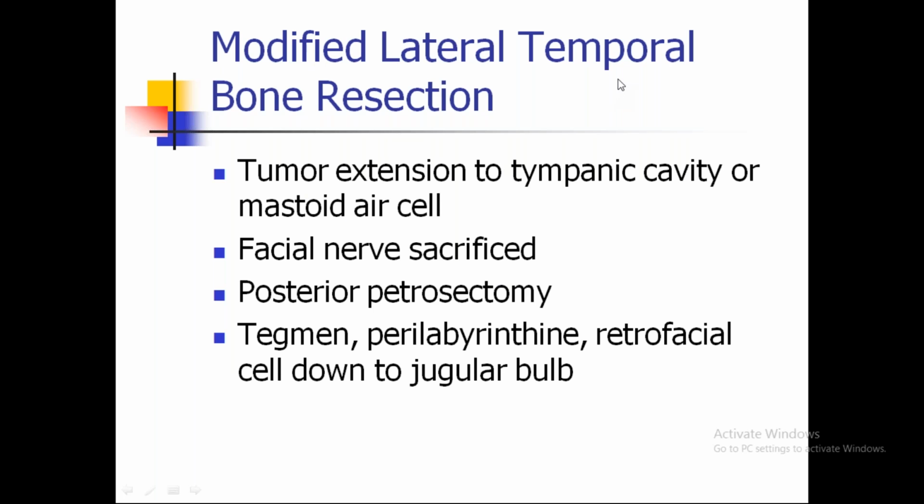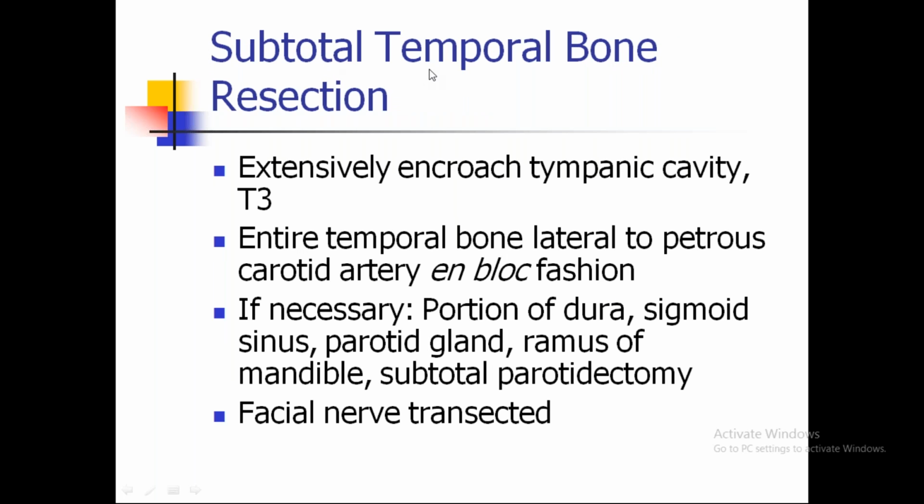So what is modified lateral temporal bone resection? It is for tumor extension to the tympanic cavity or the mastoid cells. So facial nerve is sacrificed, posterior petrosectomy is done, tegmen, perilabyrinth and retrofacial cells down to jugular bone are all removed. Okay. And what is subtotal?